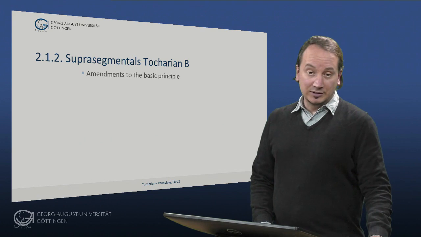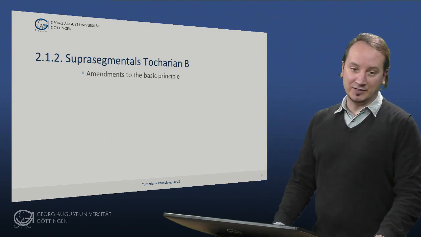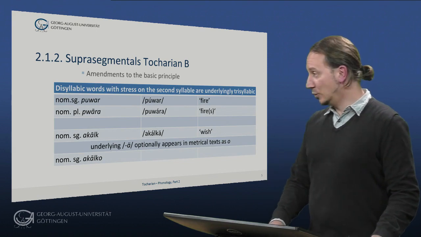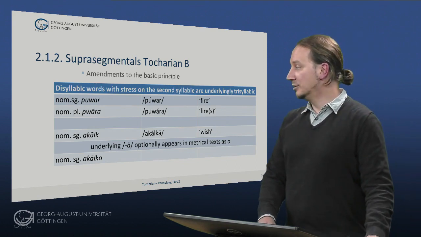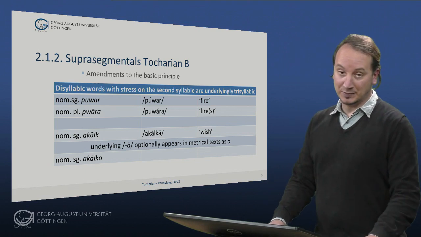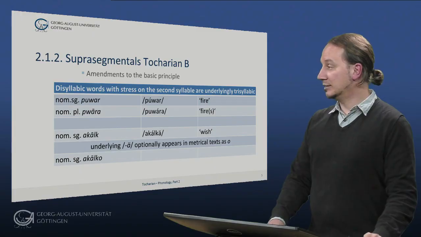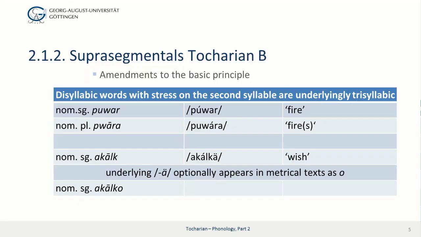As said before, there are certain exceptions to this basic rule. Here is the first amendment. Disyllabic words with stress on the second syllable are underlyingly trisyllabic. So here we have two examples. Nominative singular păwär with the nominative plural spelled pwāra, that underlyingly is pəwāra. And nominative singular akālk, wish, that underlyingly is akālkə.